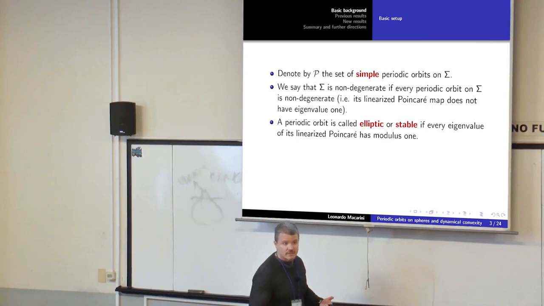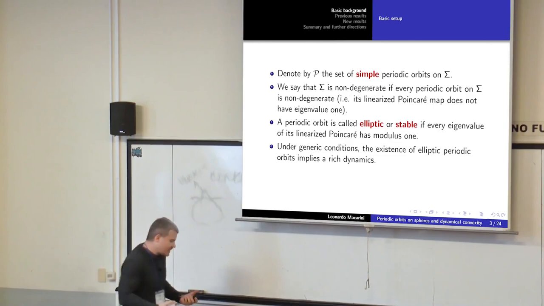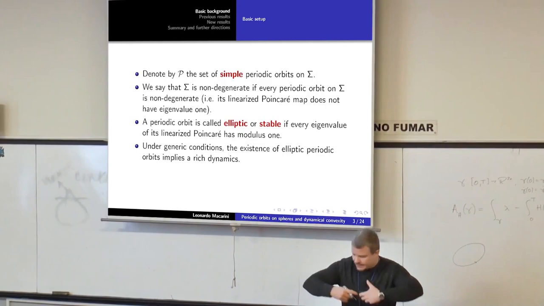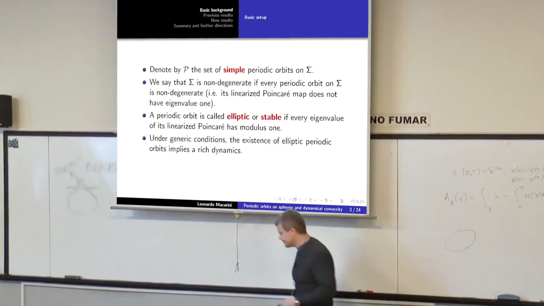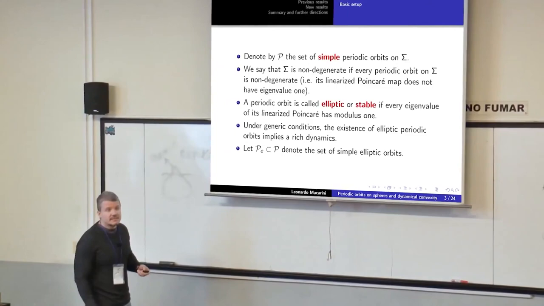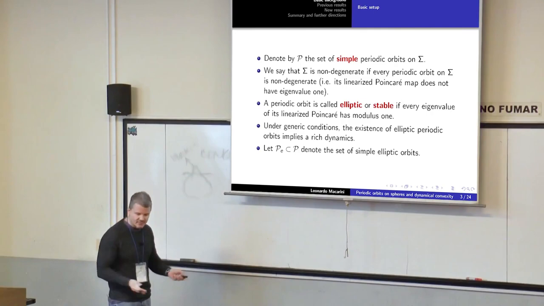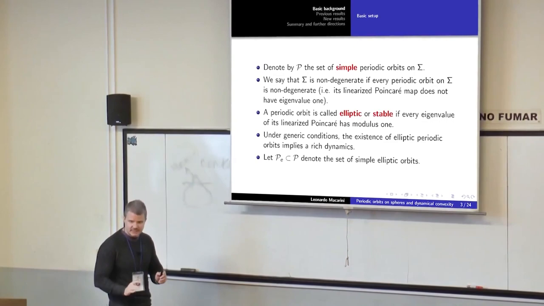Under generic conditions, why are elliptic orbits important? Because under generic conditions, the existence of elliptic periodic orbits implies rich dynamics. You have positive topological entropy, and you have very rich dynamics under generic conditions. And denote by PE the set of simple elliptic periodic orbits. So P is the set of simple periodic orbits on sigma, where sigma is a regular energy level, and PE is the set of simple elliptic periodic orbits on sigma.